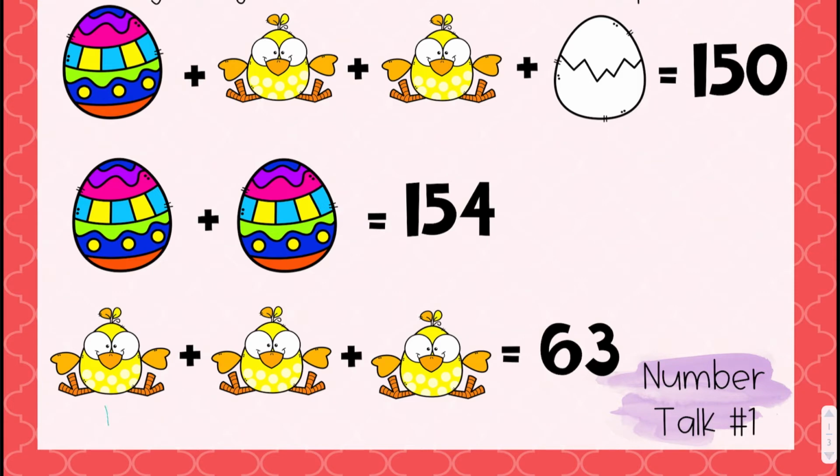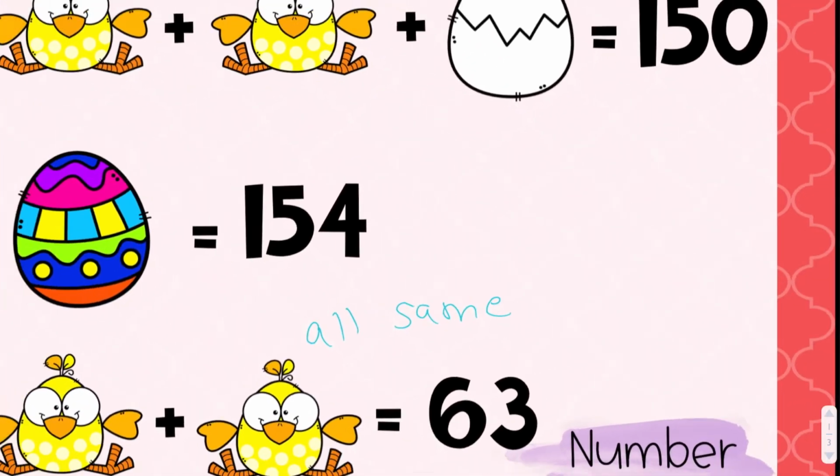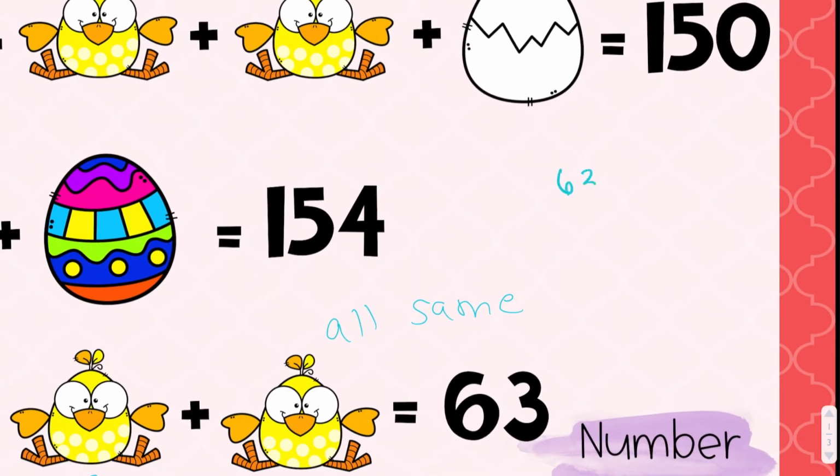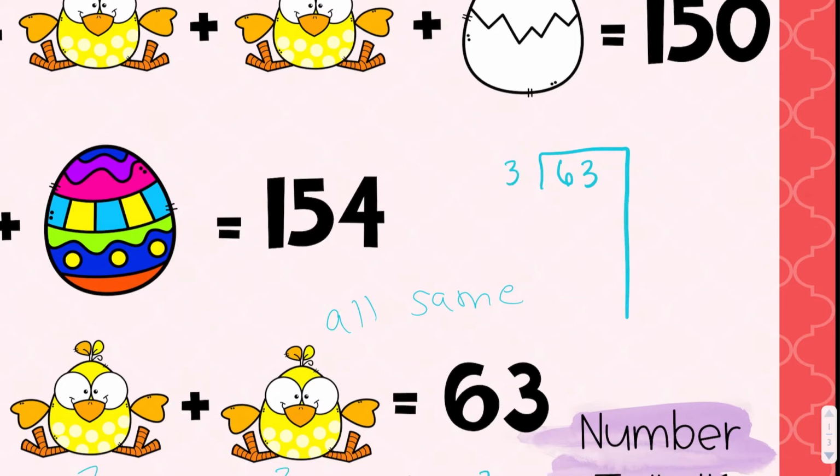So I'm going to start with the 3 chicks at the bottom. They're all the same picture. So I have 1, 2, 3 chicks, and all of them together, if I added them, would equal 63. Well, I know that repeated addition is multiplication, so I'm going to have to use the inverse operation to solve it. So I'm going to have to do 63 divided into 3 equal parts because I have 3 chicks. So 63 divided by 3, I'm using the big 7.